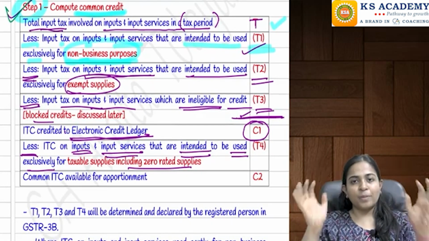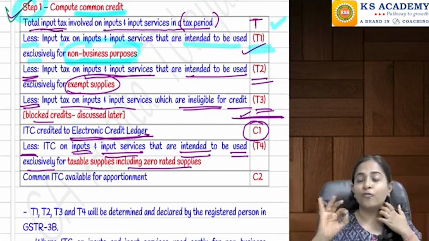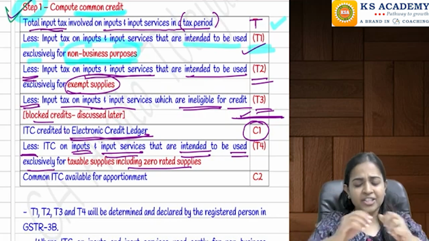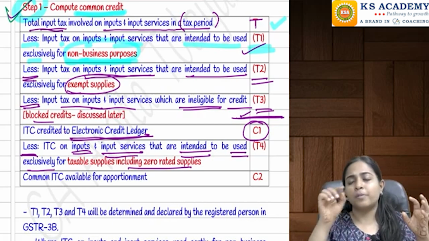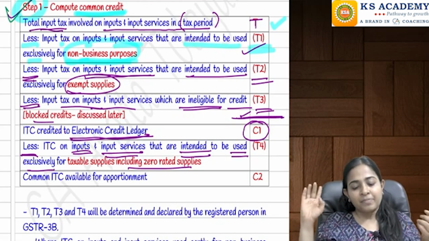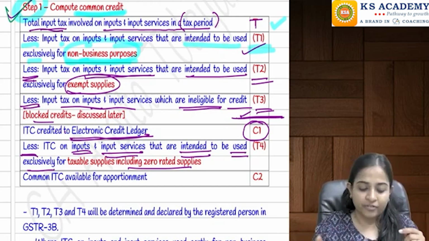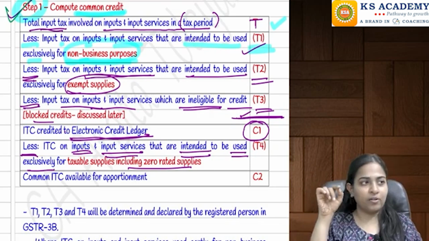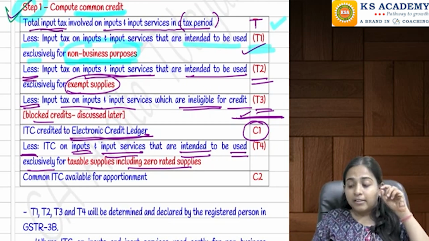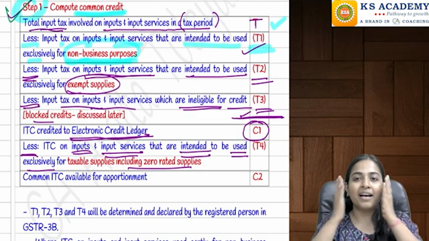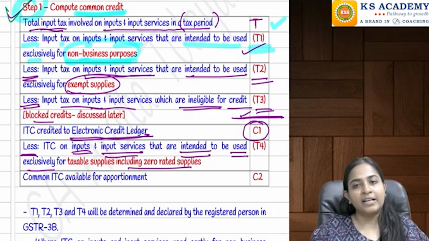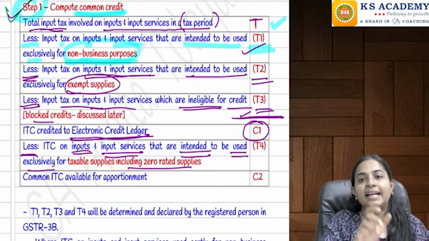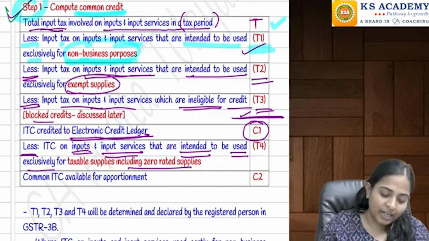First of all, we have to do a particular calculation. First take all the inputs. This will help you for doing numerical questions also. That will be termed as T. From that, subtract those credits which are exclusively used for personal purpose. You should not get the credit of the same. Term it as T1, subtract it. Next, subtract those credits which are exclusively used for exempt supplies. For that also we should not get the credit. So term that as T2 and subtract it from T. Third, those credits which were blocked under section 17(5), that motor car and all those things. Subtract it, because the credit on that is totally blocked. Term it as T3. From T you subtracted T1, T2, T3. Now you are left with C1. This is the credit that will be credited to your electronic credit ledger.